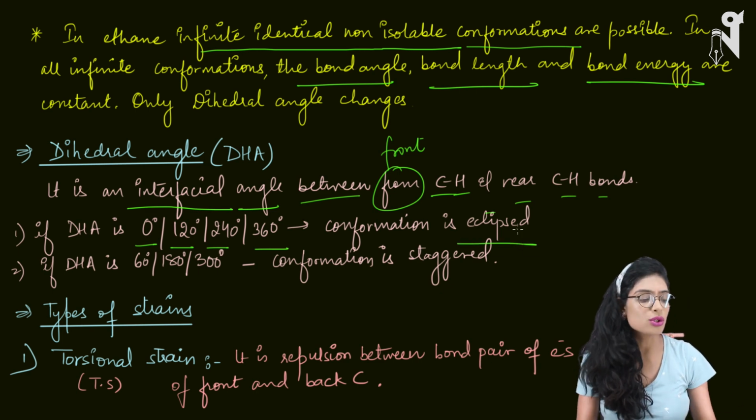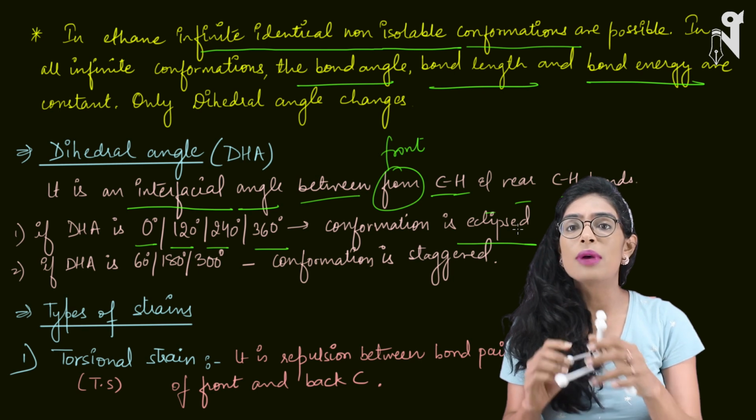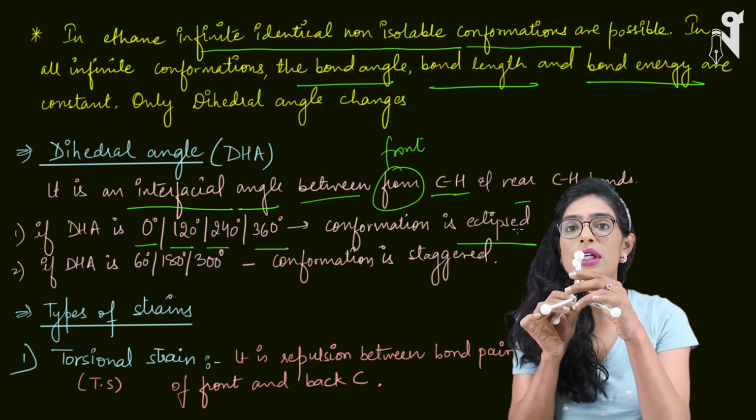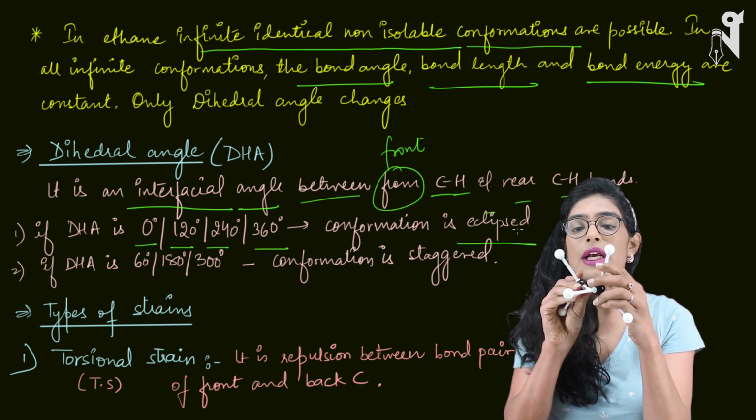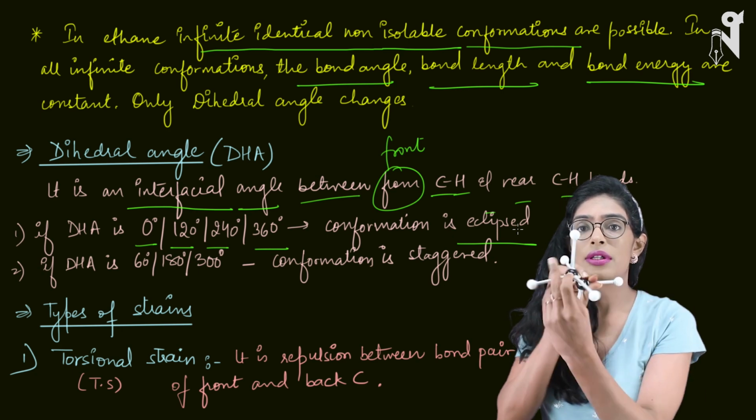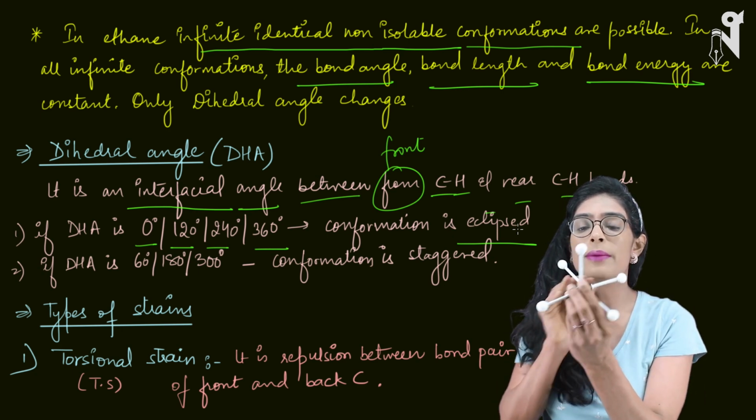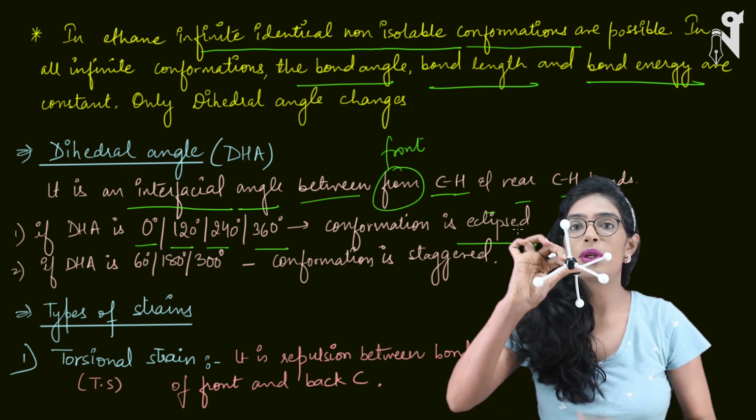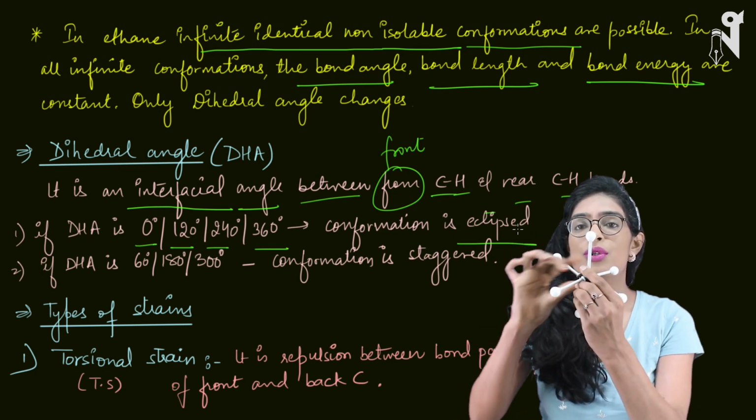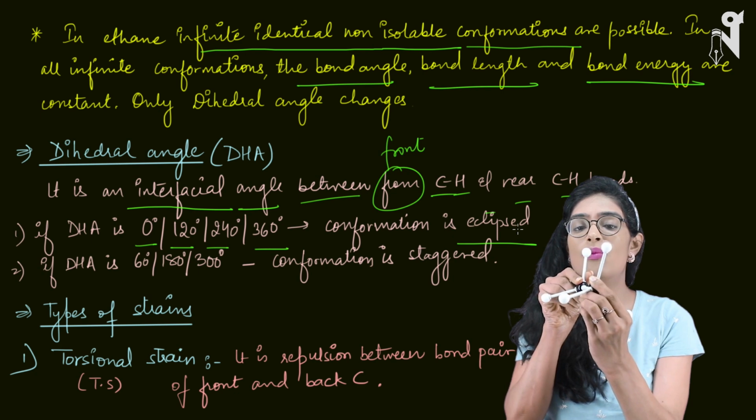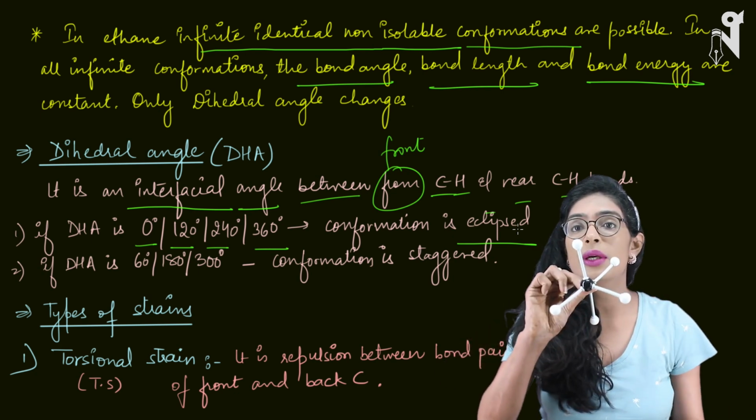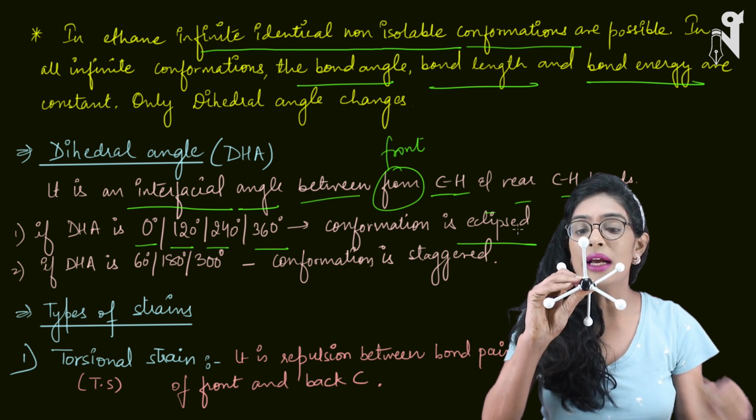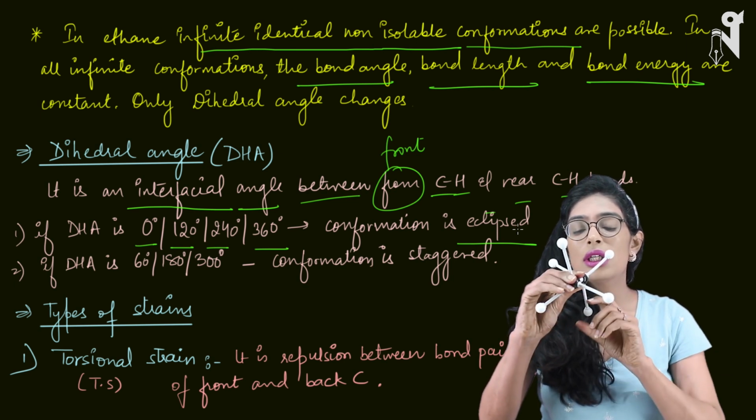You can just see it over here. You don't have to mug this up. This is 0 degree difference. It is right now eclipsed. You move it to 60 degree, it will become staggered. Now I'll move it to 120 degree and it will become eclipsed again, right? I have moved it to 180 degree. What has it formed again? It has formed staggered.